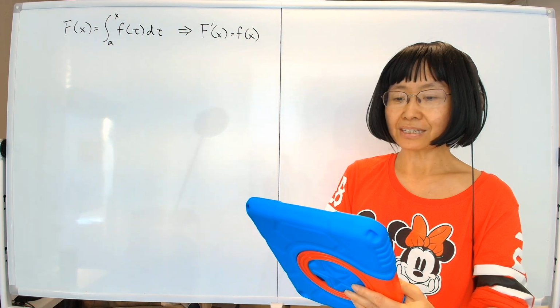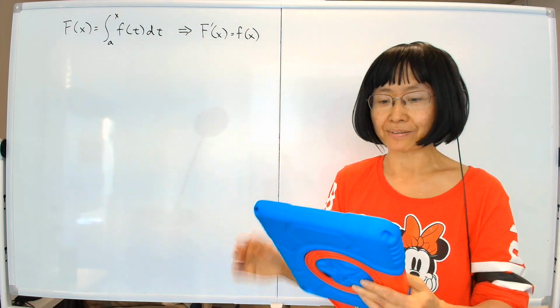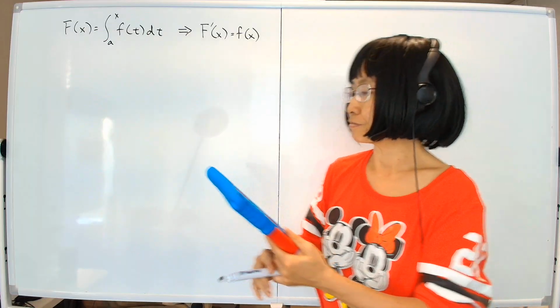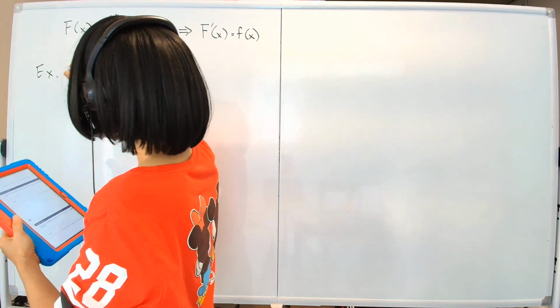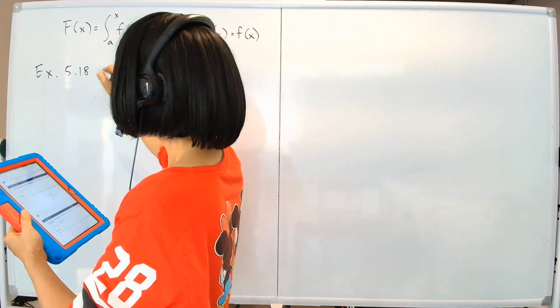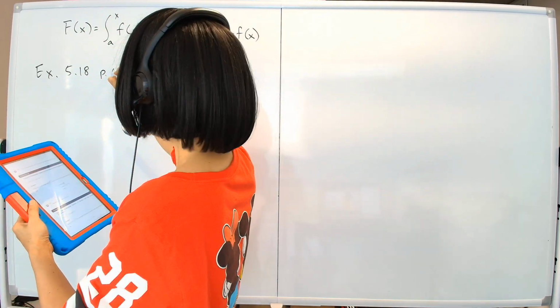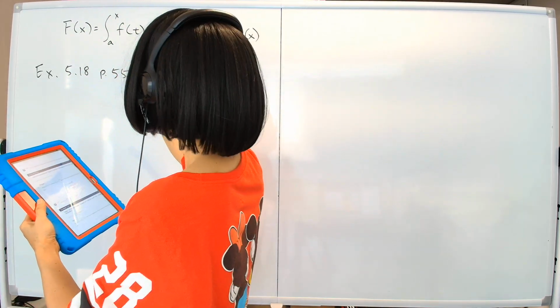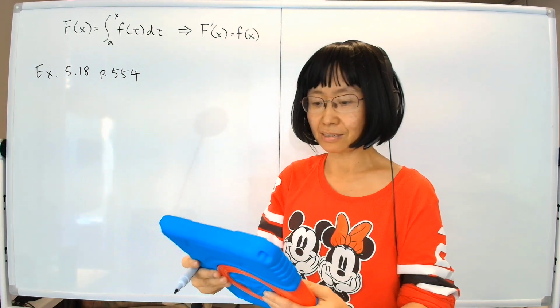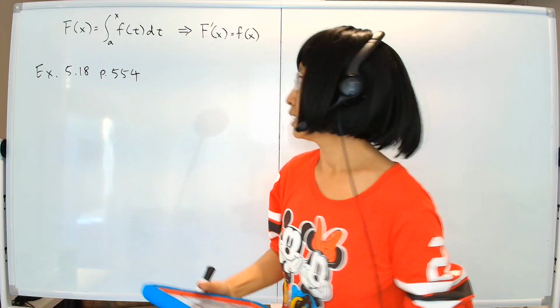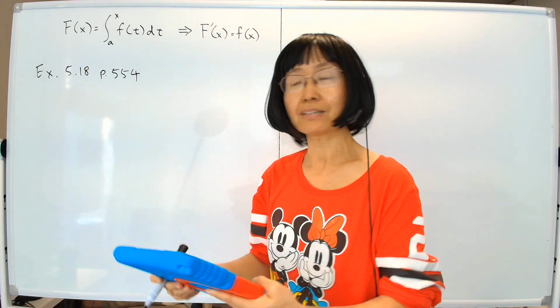Now, however, the next example is slightly more complicated. Let's look at example 5.18, which is on page 554. Okay, now we're supposed to differentiate something that looks a little weirder. To do that, let's recall what the chain rule is.